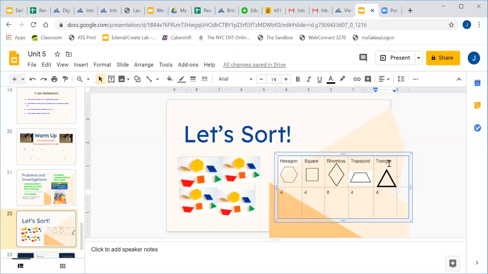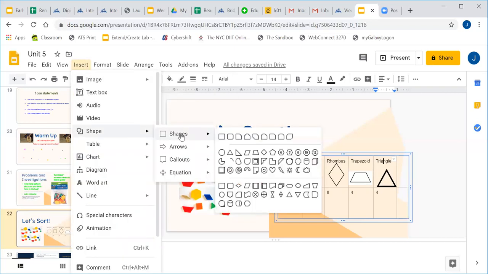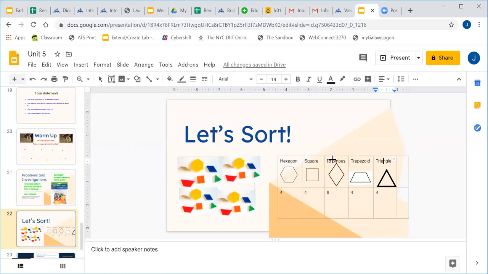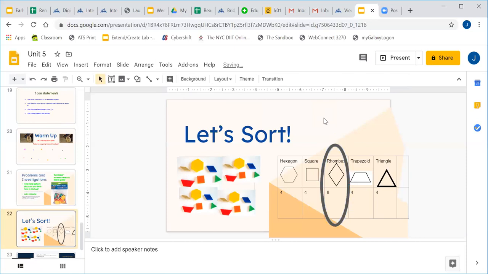Now tell me something, friends. Which group has the most? I am not sure. Wait a minute, I know. This group. I'm going to actually show you guys which group. I'm going to circle which group actually has the most amount of shapes. This one, the rhombus does. That has 8 rhombuses. Okay, that's the most.